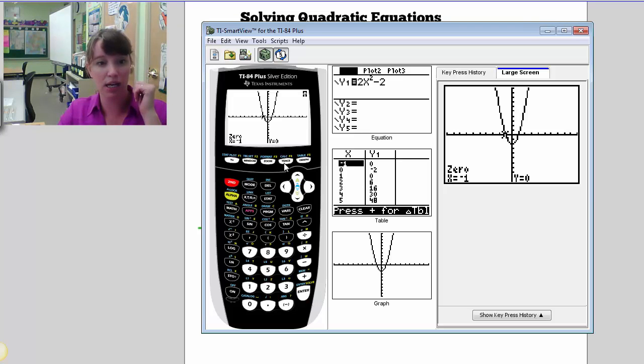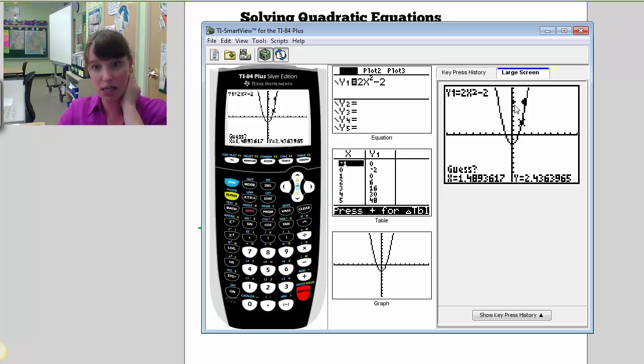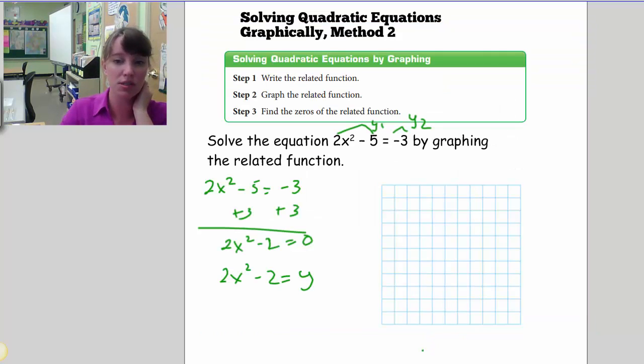Let's try it again, second trace 2. And now here, my left bound is going to be about here. Notice it puts this little cursor up here. And then my right bound is going to be about here. And notice it's saying to the calculator, you're going to be checking in between these x values for a y value of 0. And guess it doesn't really matter, and it picks up that 1, 0. So here my solution set is negative 1, 1.